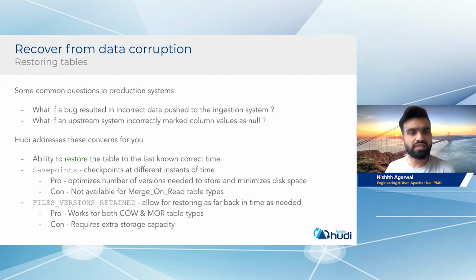Hoodie addresses these problems for you by providing a restore mechanism where you can go back in time to a previously safe point in time for that table. Hoodie provides ways to checkpoint your table at different instants of time. Then, for example, if you found some problem with your pipeline, you could go back to that state of the table, and users can continue to access that data uncorrupted.